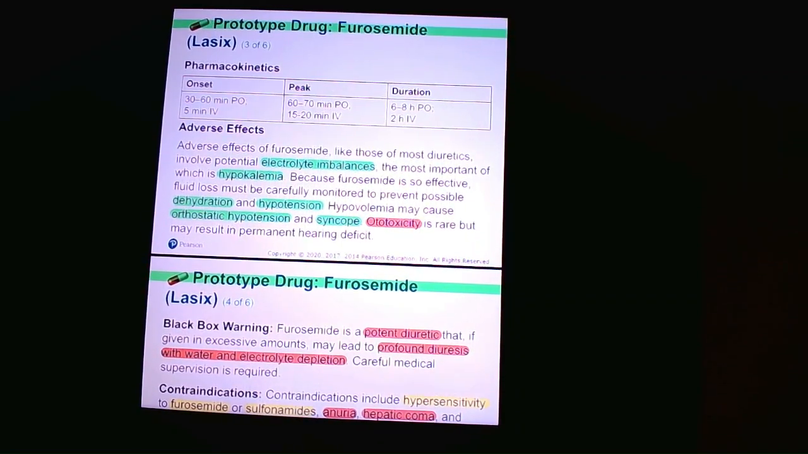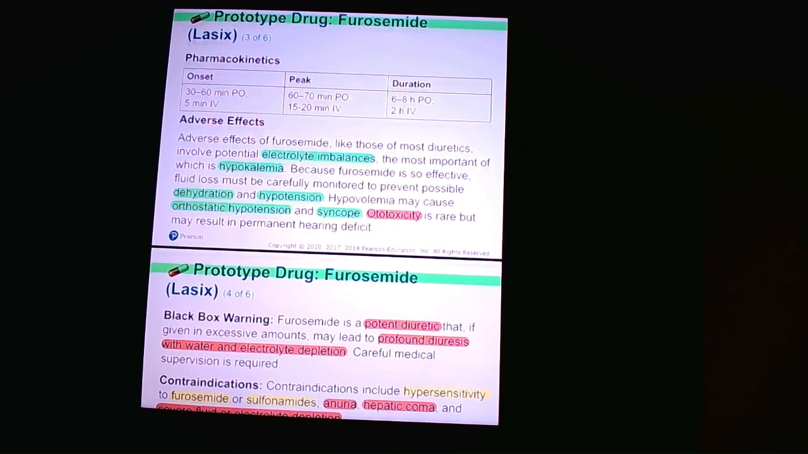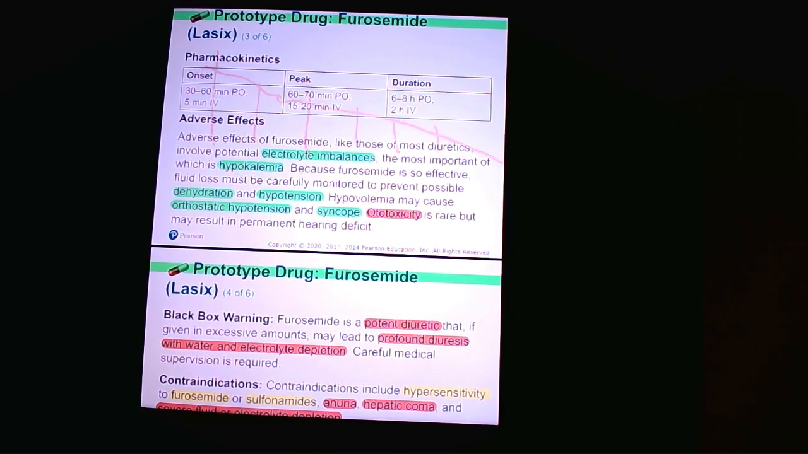So here we have it, right? Here are our adverse effects: electrolyte imbalances, specifically hypokalemia. What happens if you lose too much fluid? You get dehydrated. What happens if you also lose too much fluid? Hypotension. This can make you have orthostatic hypotension, right? You stand up too fast, and now you pass out. And passing out has a very fancy name called syncope, right? So the nice thing is that they're all a little domino effect, right? One topples over and they all go across.